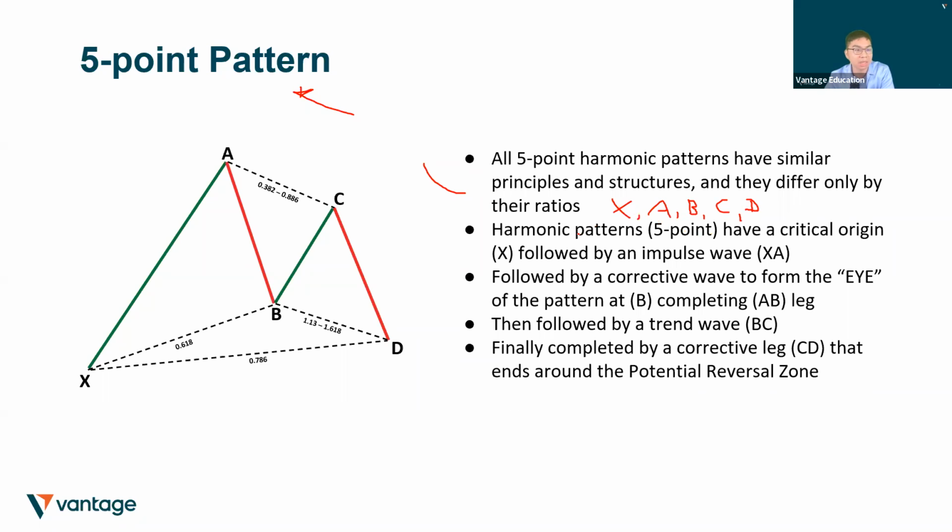The 5-point harmonic patterns have a critical origin, X, followed by an impulse wave, XA. Then it's followed by a corrective wave to form the peak of the pattern at B, completing the AB leg. Then followed by a trend wave, BC, and finally by a corrective leg, CD, that ends around the potential reversal zone. What do I mean by potential reversal zone? For price to reverse back up.